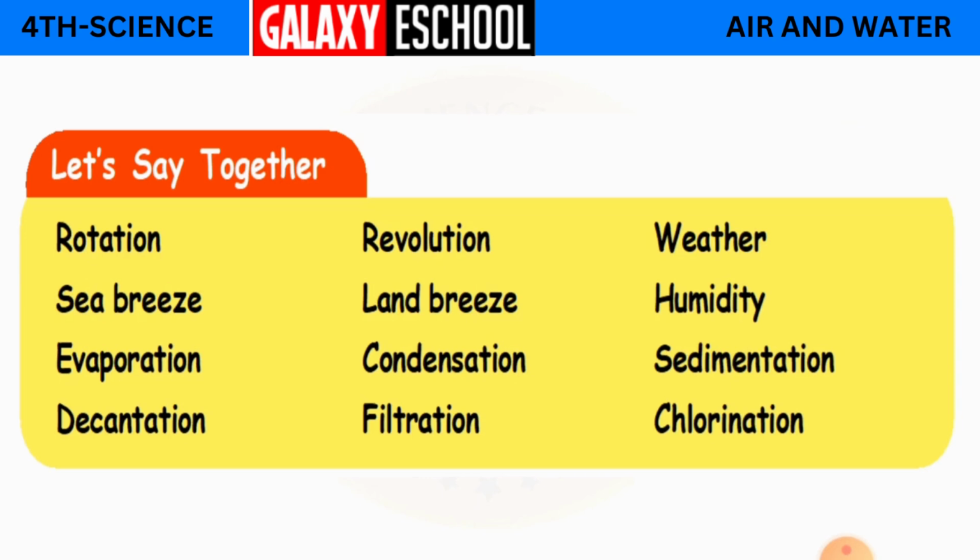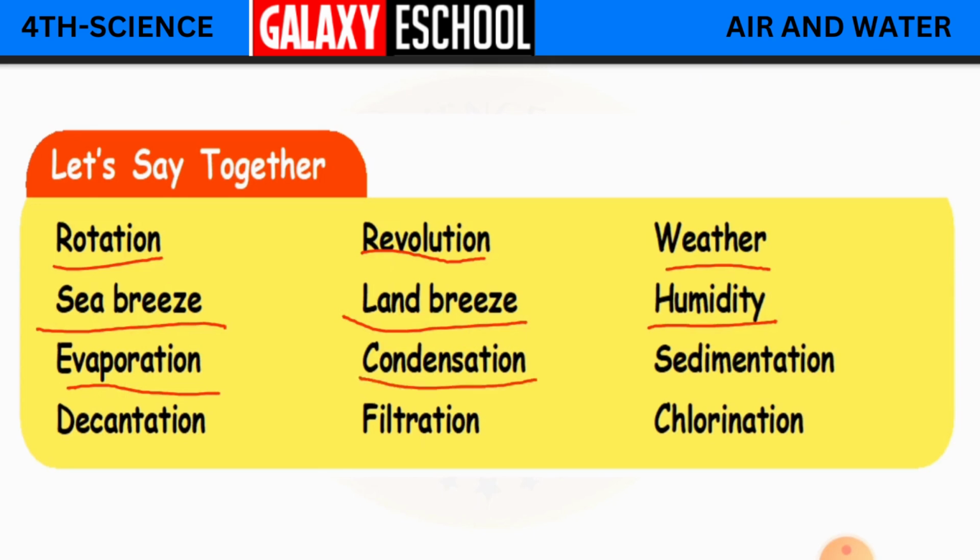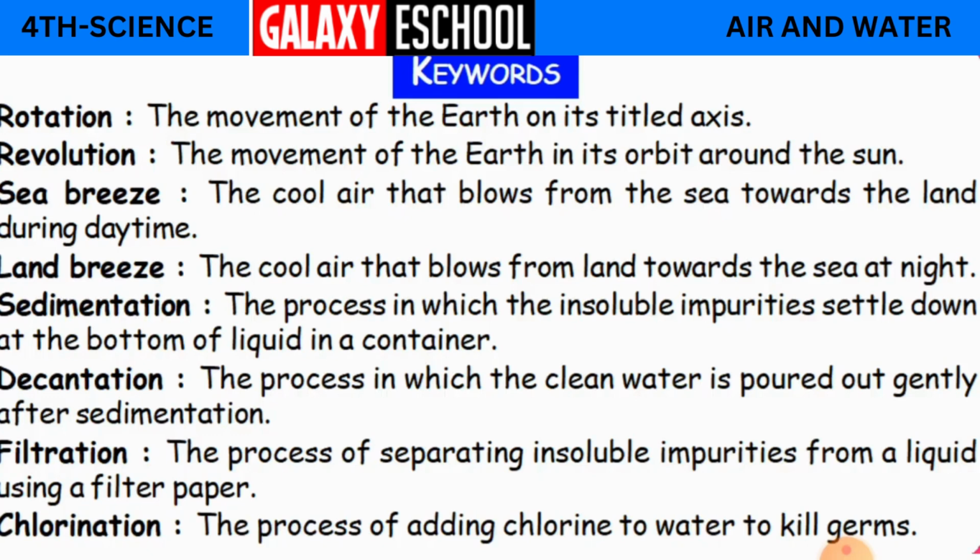Let's say together. Rotation, revolution, weather, sea breeze, land breeze, humidity, evaporation, condensation, sedimentation, decantation, filtration, chlorination. Okay, children. These are all the words which we have already learnt, and now we are just repeating the words once again. Now let us revise what all these words are meant for.